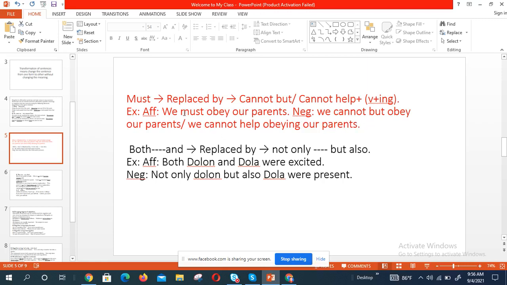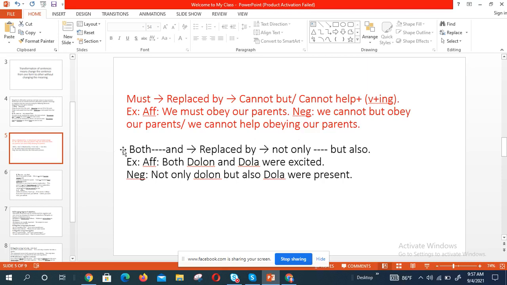So if you get an affirmative sentence with must, and you want to make it negative, you have to convert must into cannot but or cannot help. If you use cannot but, you have to use the present form of the verb, and if you use cannot help, you have to use the verb plus ing form. We must obey our parents. Negative: we cannot but obey our parents. We cannot help obeying our parents.